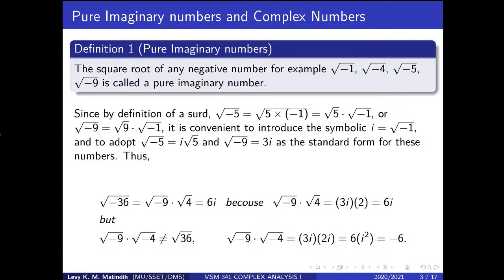So this is what we call a pure imaginary. In this case, what we are saying is i is a pure imaginary, because the square root of negative 1 is a pure imaginary, and remember the square root of negative 1 is equal to i. So the square root of negative 4 is equal to 2i. So 2i is a pure imaginary number.